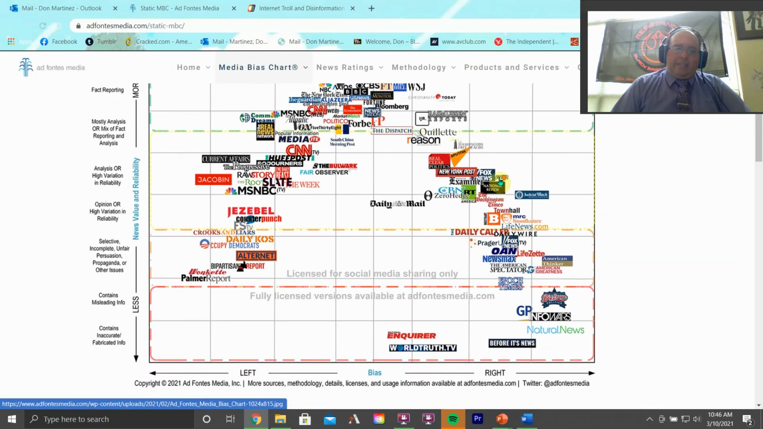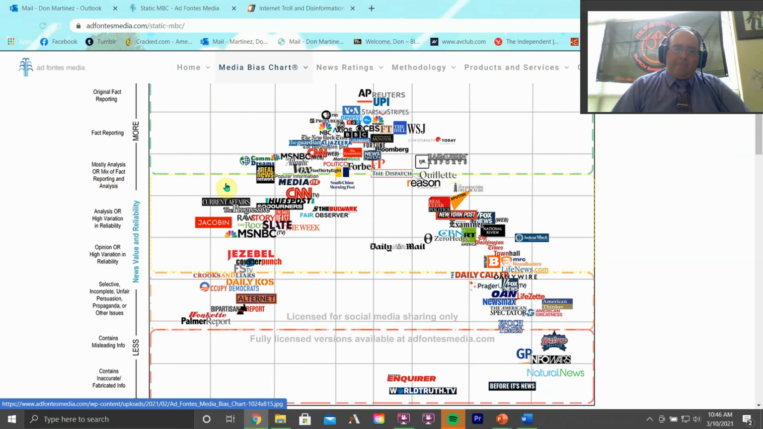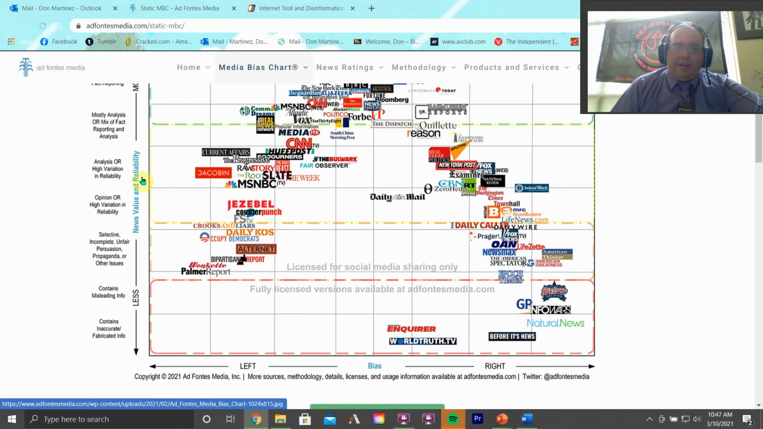Down to the next tier, mostly analysis or mix of fact reporting and analysis. Look at who's here. These are some more popular ones. MSNBC is in this. Rasmussen Reports is in this. Quillette, The Dispatch, Forbes, Politico, Mediaite, Common Dreams, The Atlantic, MarketWatch is in here. CNN starting to drift into analysis here. We have another Washington paper, the Washington Free Beacon, which I haven't heard of. Okay. Then we get down here, analysis or high variation reliability.